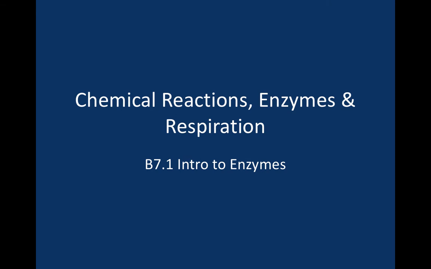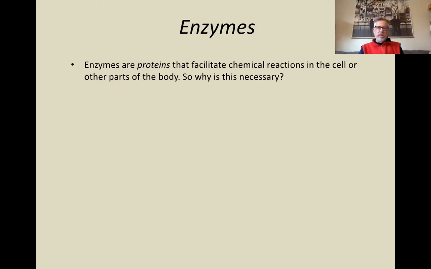So let's get started. Enzymes are proteins. And once you hear that they're proteins, then you know that the only way they can be produced is through transcription and translation. So there are genes for these enzymes. They are proteins that facilitate the chemical reactions in the cell and other parts of the body.